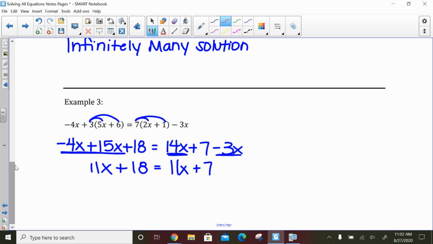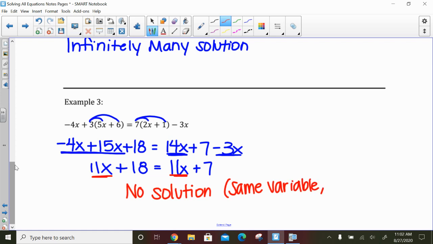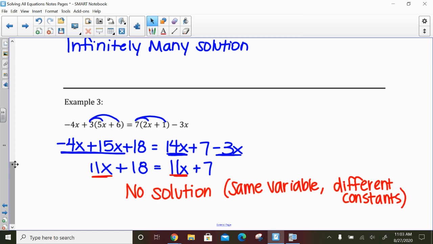All right, so what I notice is I have the same variable, but then my numbers are different. So same variable, but different numbers means there will be no solution. Okay? So there's no solution because I have the same variable, different constants. We'll call them constants. Okay. All right, so that's just a look at the type of solutions that you can have with linear equations.